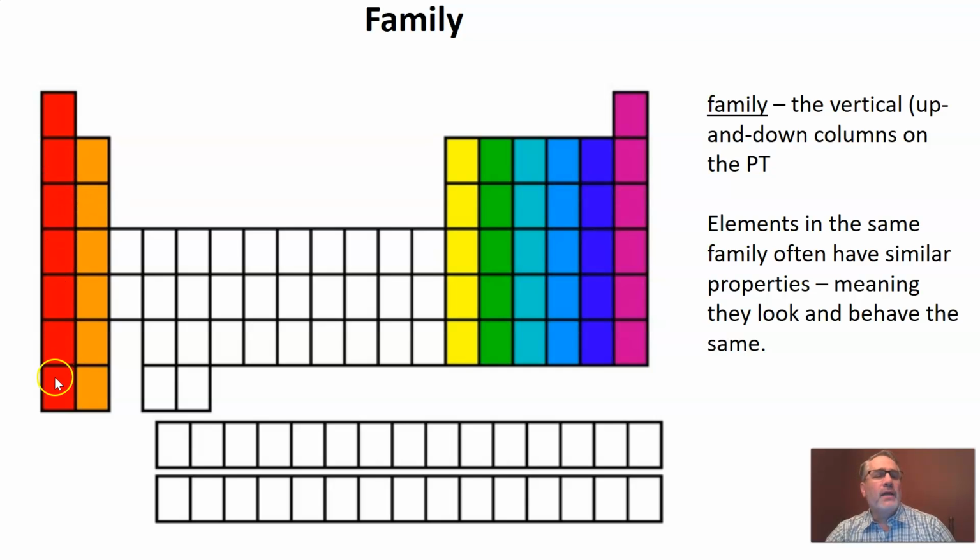Now, if we look at the elements within each family, those elements are going to have very similar properties. So in other words, all of the elements here in this column, the red column, are going to behave similarly and they're going to look the same. If we were to go over to the blue, every element in this family is going to behave similarly and look similar because they're in the same family, very much the same way that maybe you look like some of the people and behave like some of the people in your family.